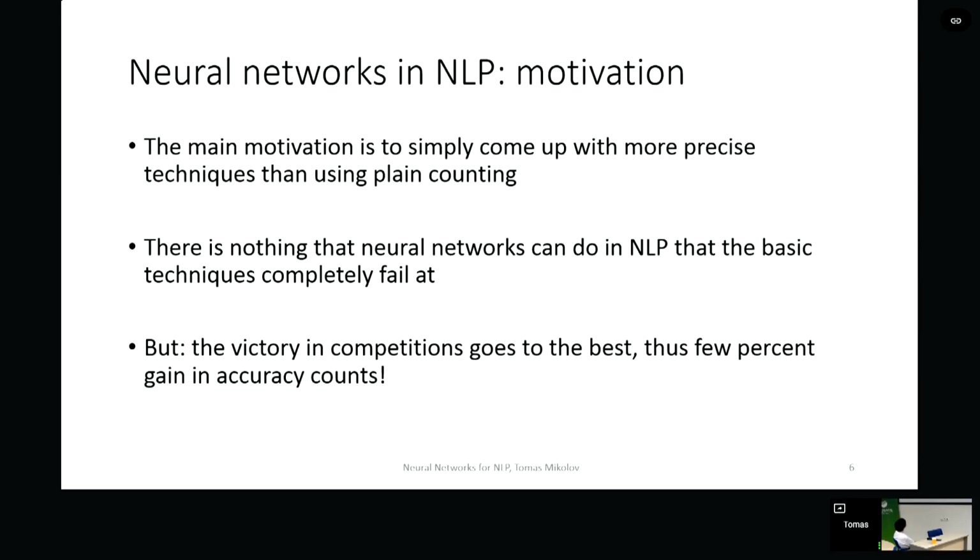Of course, the high-level motivation would also be to come up with techniques that can do something that is not really doable with the traditional NLP techniques, but we don't really have any such result yet in the community. There's basically nothing that we can do well with neural networks that we cannot do with something that's based, for example, on counting. There is this performance difference, that's true, but there's no miracle solution.